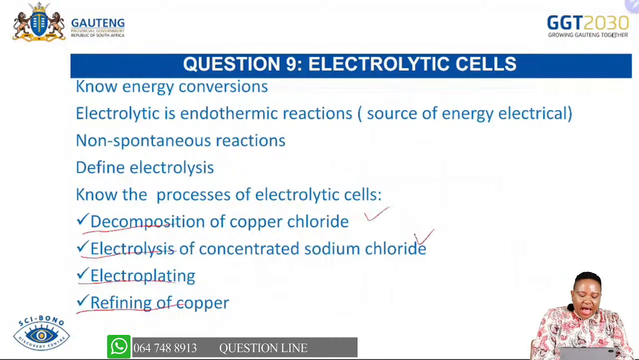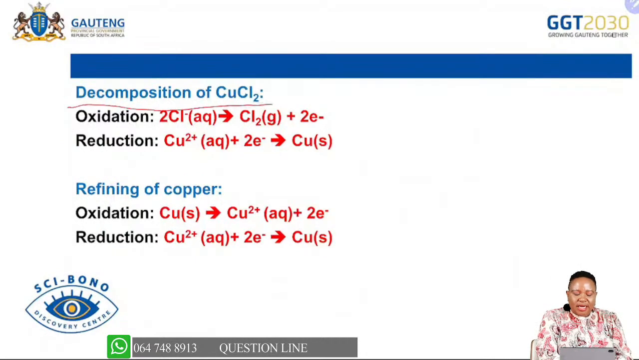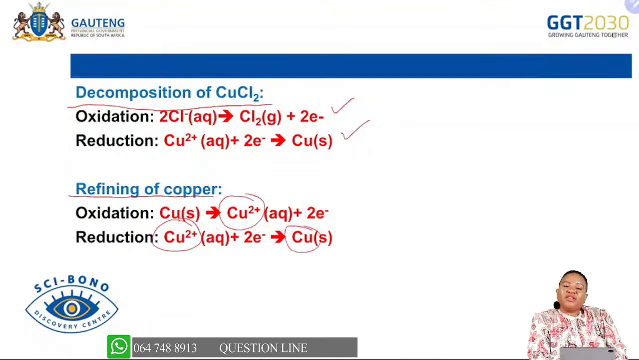So what I did here, I just provided the half cells of each and every process. I started with the decomposition of copper chloride, and I gave the oxidation and the reduction reaction. So you can even know what you are going to write as oxidation and reduction in each process. And also in terms of the refining of copper, copper giving us copper 2 plus, copper 2 plus giving us copper. Know the difference in terms of the change in the concentration of the electrolyte, and also the physical changes of the electrode, especially when an electrode is active, whereby the mass decreases and the cathode mass increases.